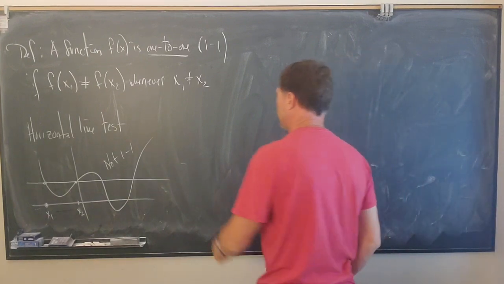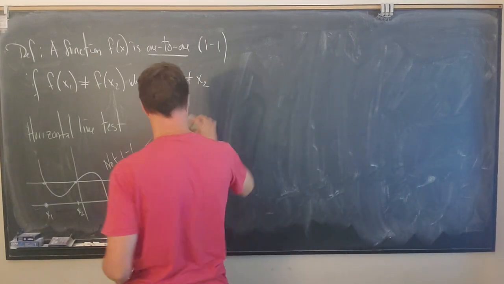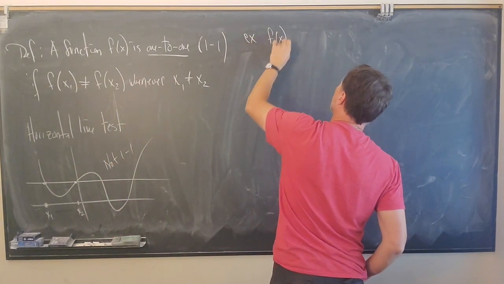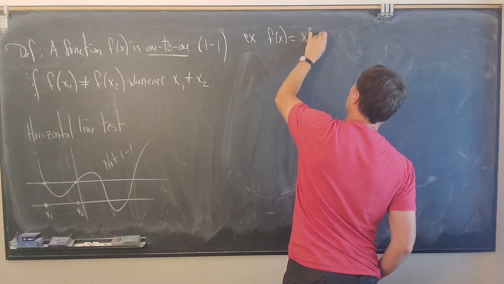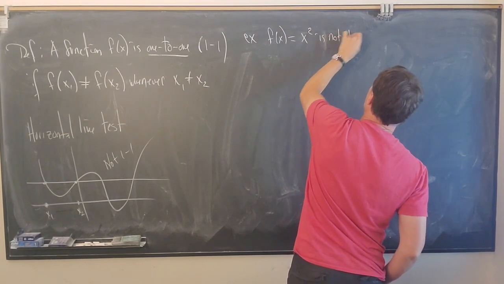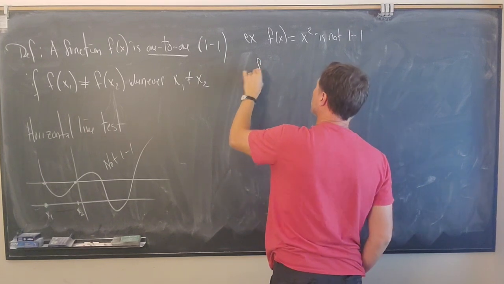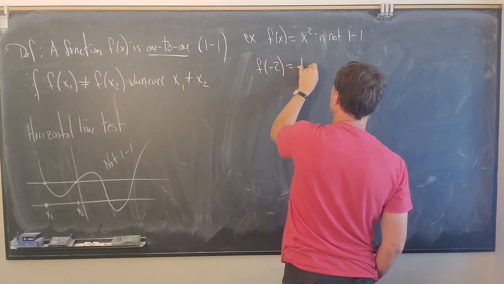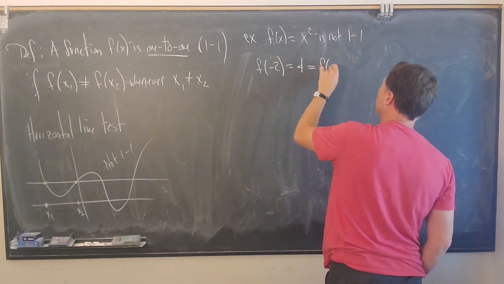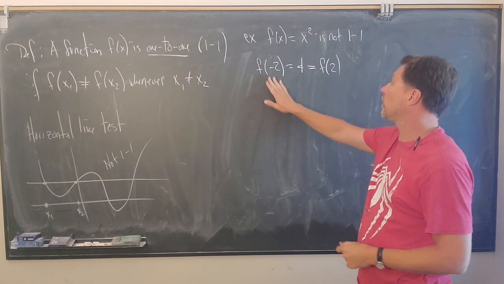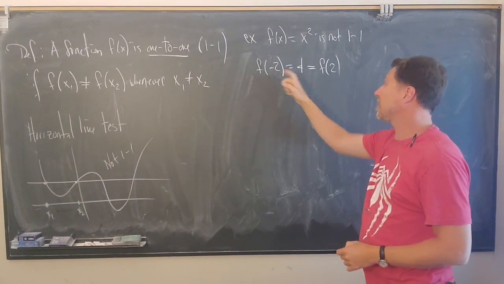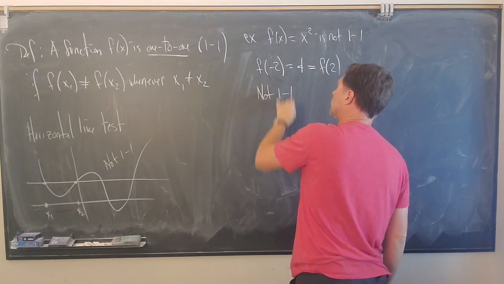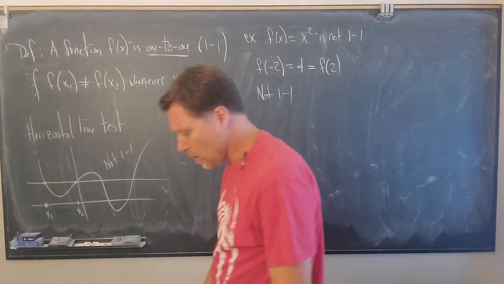So here's an example. The function f of x equals x squared is not 1 to 1, and the reason is f of, let's say, -2 equals 4, which is equal to f of +2. So here what we have is distinct inputs give us the same output, not 1 to 1.